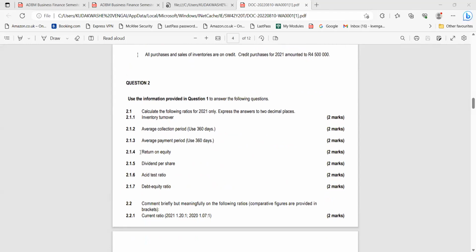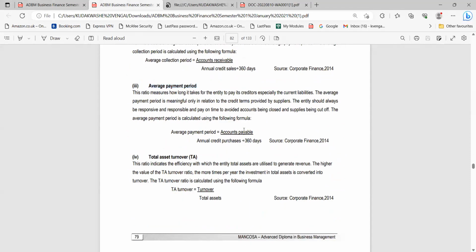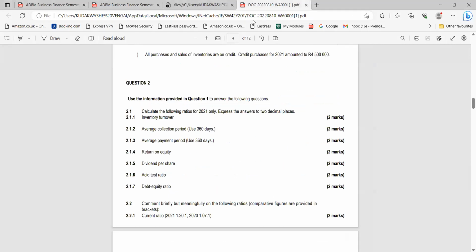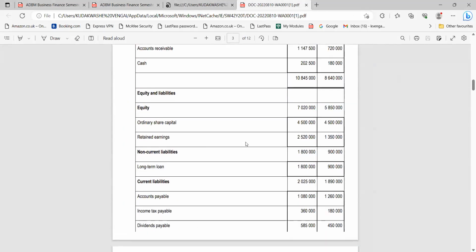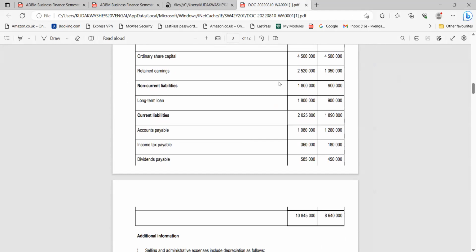Okay. So the next one is a return on equity. Sorry, average payment period. The next one is the average payment period, use 365 days. So again, the same concept, you go and check what is the formula for average payment period. It's accounts payable divided by annual credit sales divided by 360. So again, you go to your data. This is average payments period, where our accounts payable, there you go.